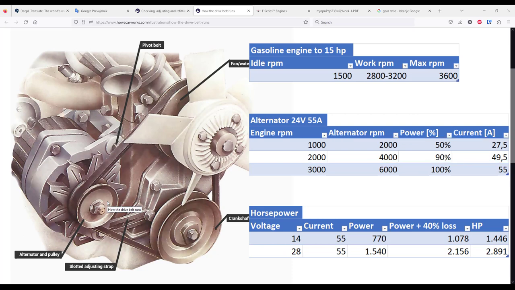And now let's see how much horsepower it takes to run an alternator at maximum ratings. The alternator gives us 1500 watts of power, and when we add 40% losses, because the alternator is not a perfect device, we get around 2100 watts of power. And when we convert this, we get around 3 horsepower. But because all electric devices take around 2/3 of available power, we can say that the alternator loads the engine with 2 horsepower. So please take this into account when designing your gasoline engine.